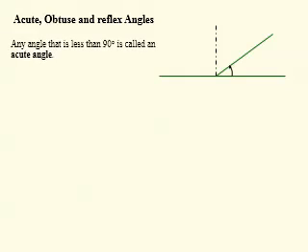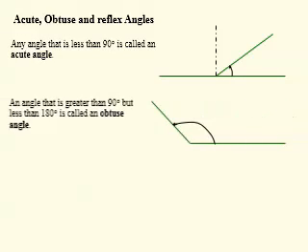An acute angle is any angle that's less than 90. An obtuse angle is any angle which is greater than 90 but still less than 180, because 180 is a straight angle.